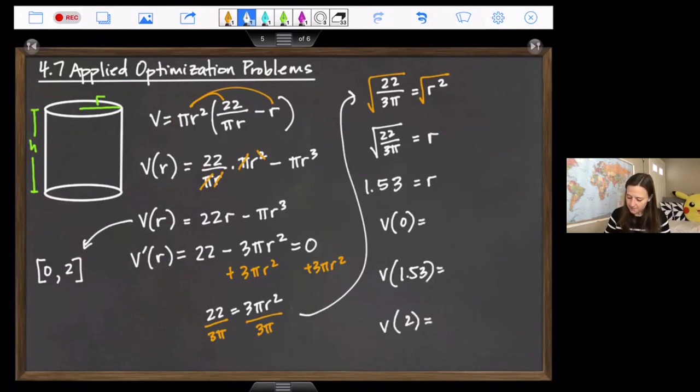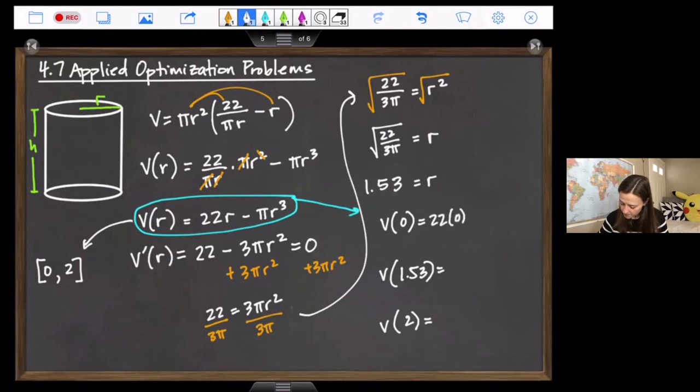All right, so I'm going to go to my volume function. The most simplified version I had was here. I'm going to find volume of 0. Again, this is a stupid can. It's got a 0 volume. You're not going to fit any soup in that can. And then we're going to do the same thing for 1.53. And I'm also going to do the same thing for 2.